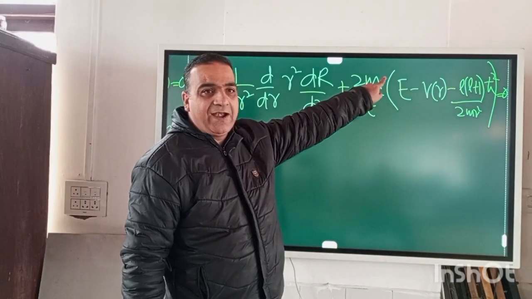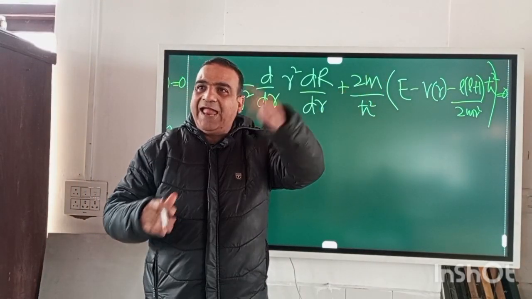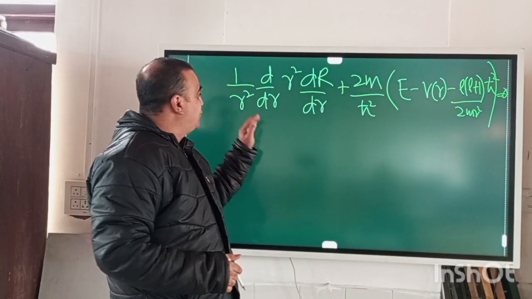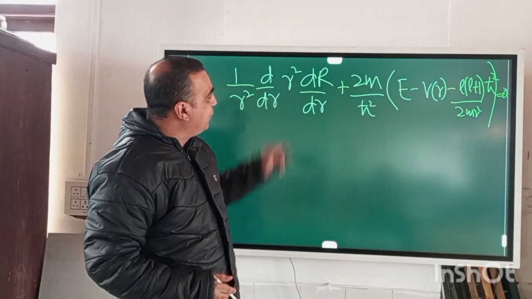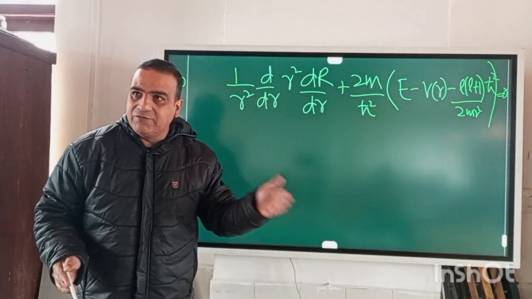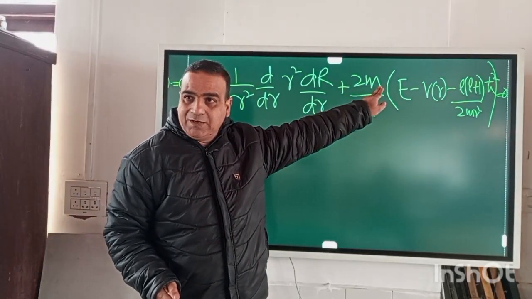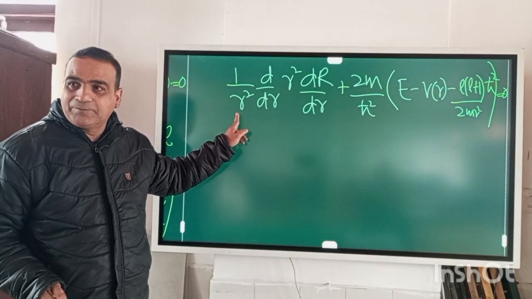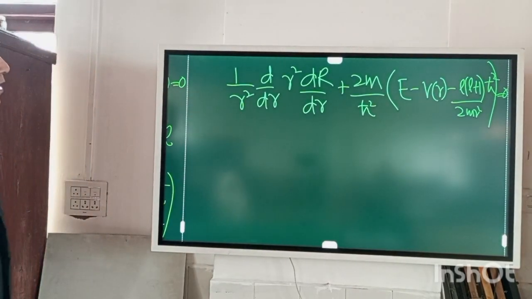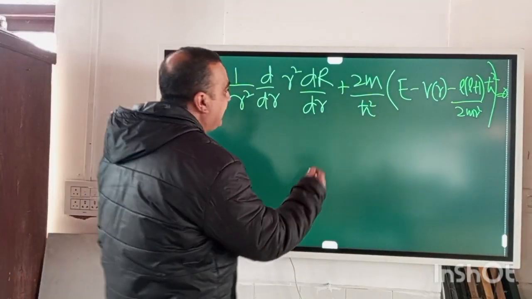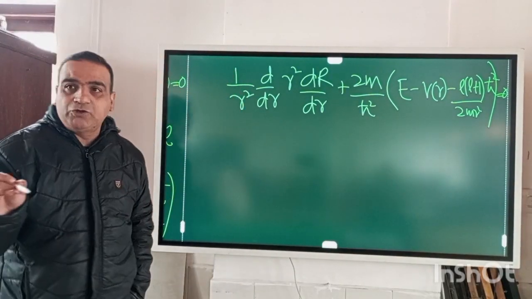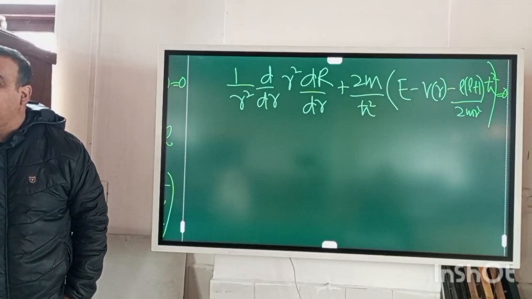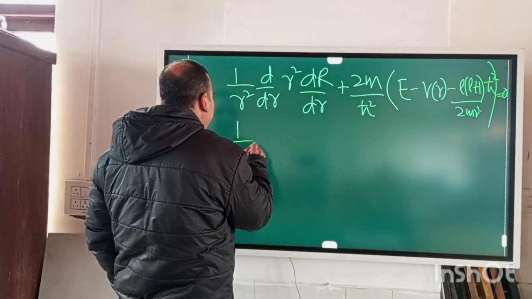This r square was here. Think of it that I have taken it on the right hand side, so r square can come down. So this is 1 by r square d by dr of r square dR by dr. So the difference between the previous step and the new step is, here you don't have small r square. I have brought that small r square here. Is this clear? Yes. Okay. Now, I have already talked about the potential energy between this electron and the proton.